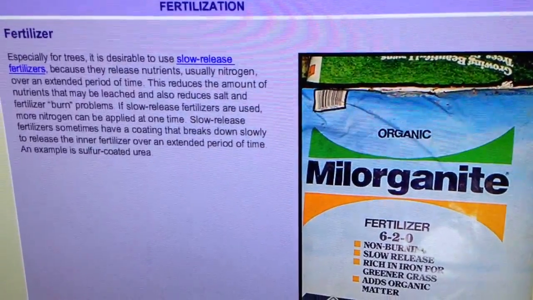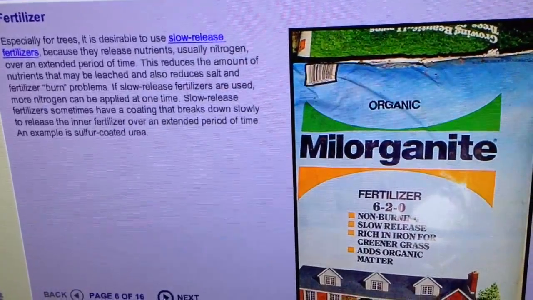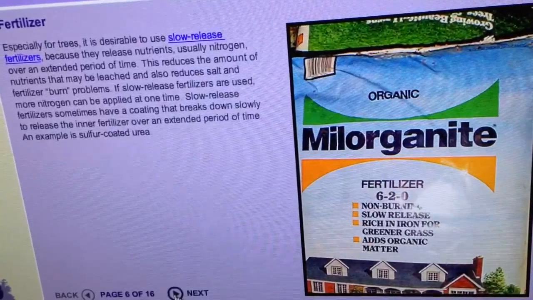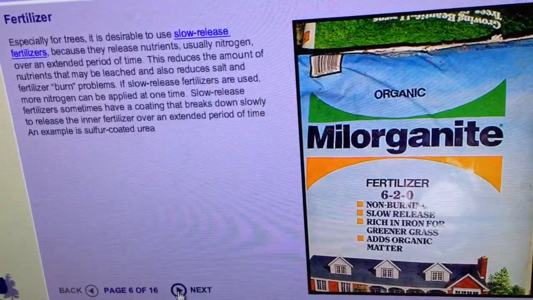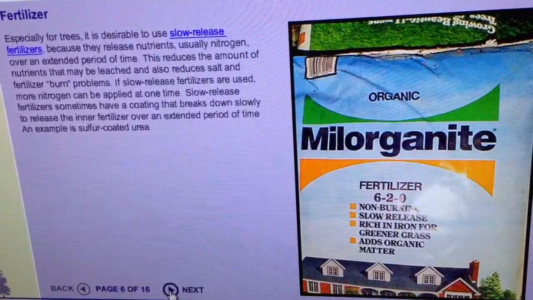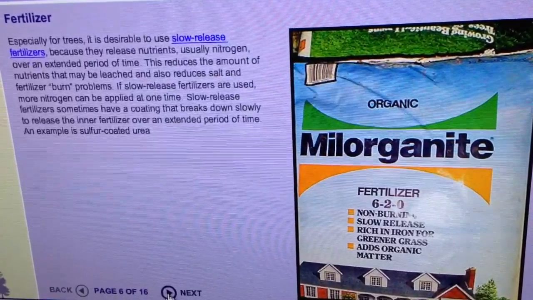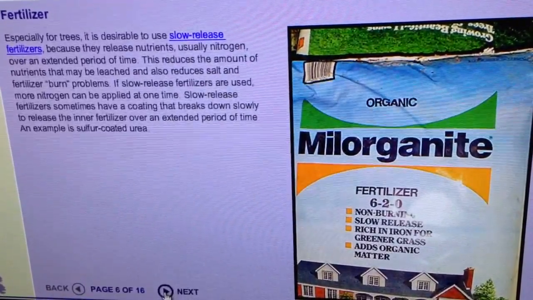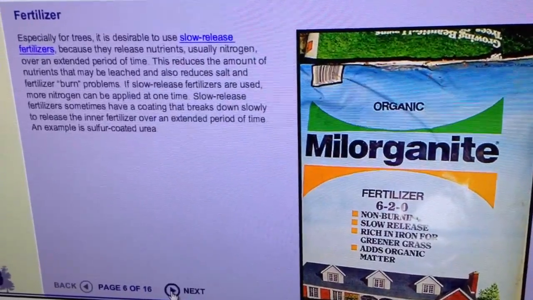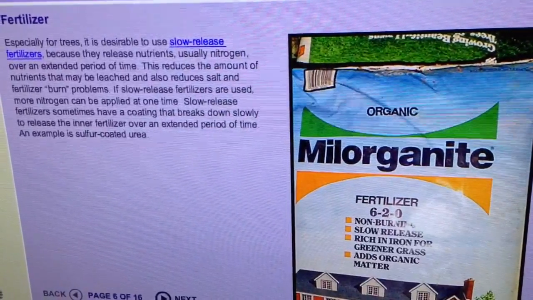Especially for trees, it is desirable to use slow-release fertilizers because they release nutrients, usually nitrogen, over an extended period of time. This reduces the amount of nutrients that may be leached and also reduces salt and fertilizer burn problems. If slow-release fertilizers are used, more nitrogen can be applied at one time. Slow-release fertilizers sometimes have a coating that breaks down slowly to release the inner fertilizer over an extended period of time. An example is sulfur-coated urea.